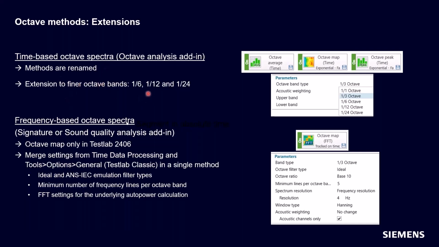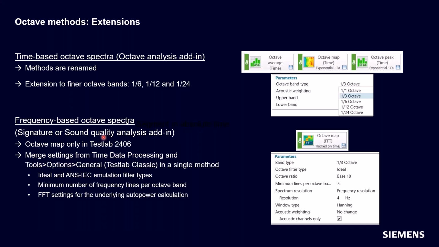And we expanded that to include some additional octaves. So we added 1/6, 1/12, 1/24 octave formats. But then we added also frequency-based octave spectra to be similar to what we had in classic TestLab. And it doesn't need the octave analysis add-in. It's part of either the signature analysis add-in or the sound quality analysis add-in.